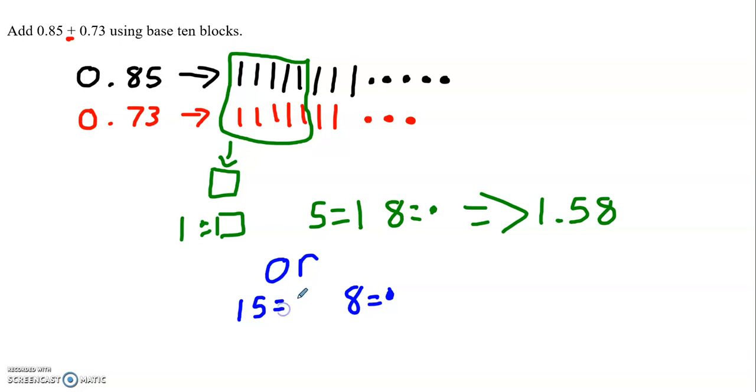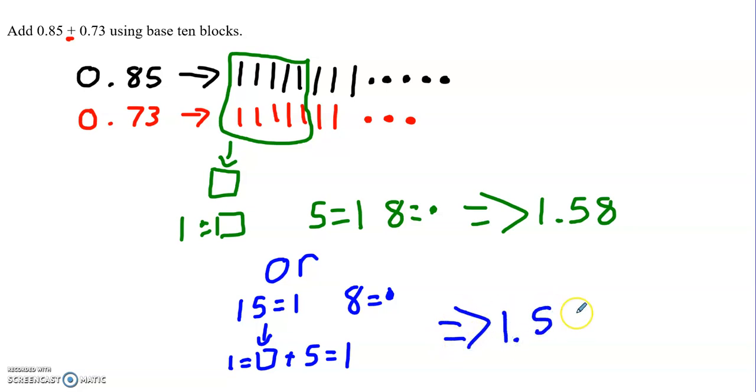So knowing that I have 15 longs, I really know that this then becomes 1 flat, and then I have 5 longs. So this would have equaled the same thing of 1 and 58 hundredths. Since that's my final answer, I'm going to circle it. I always like the regrouping first, okay? But you can choose whichever method that you want to do. So pause this video now and put this in your notebooks.